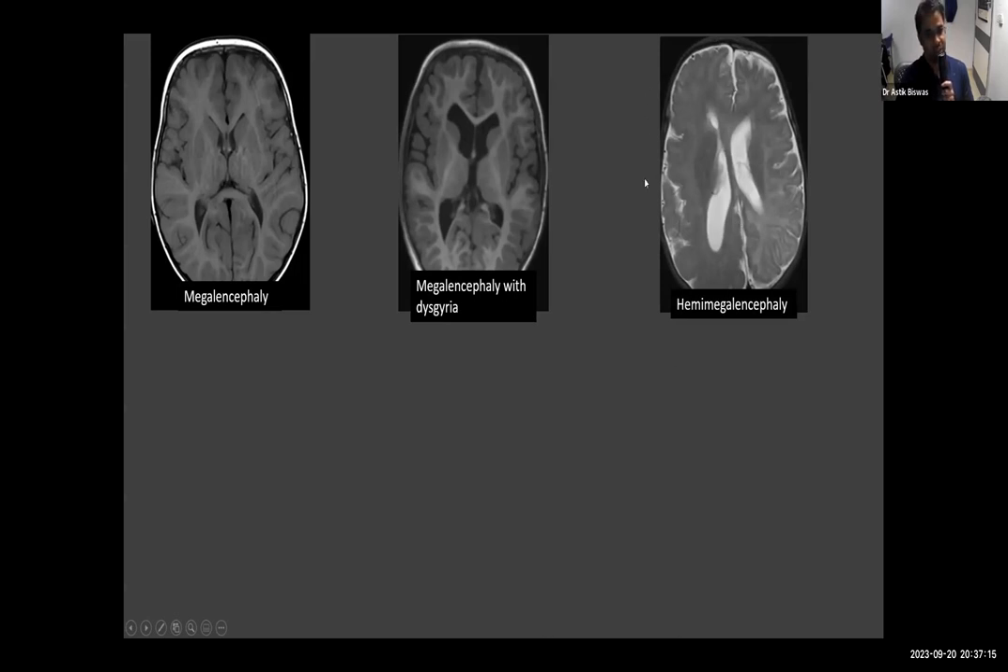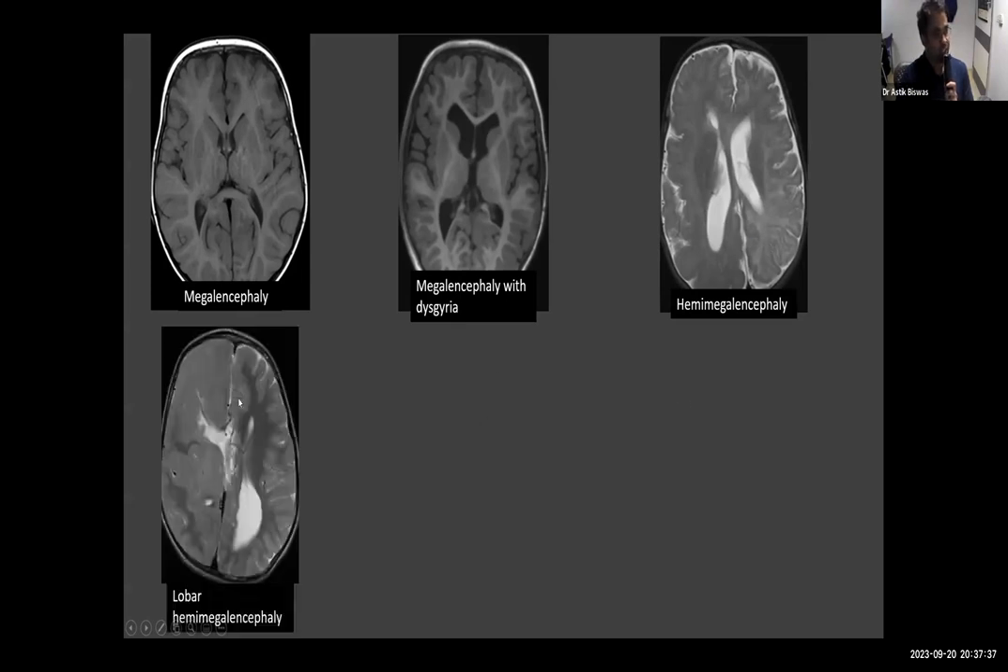Hemimegalencephaly, again, there is enlargement of the right cerebral hemisphere, including the right lateral ventricle. There is extensive cortical dysplasia. And we can also see T2 hypointensity of the white matter at various stages, which relates to accelerated myelination compared to the left side.